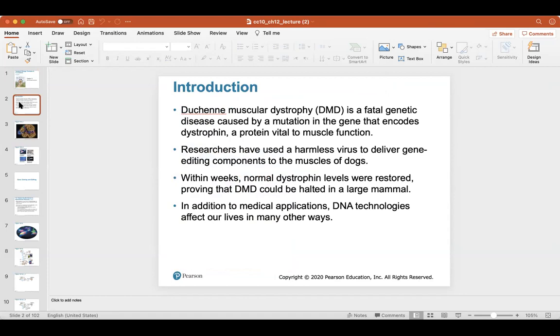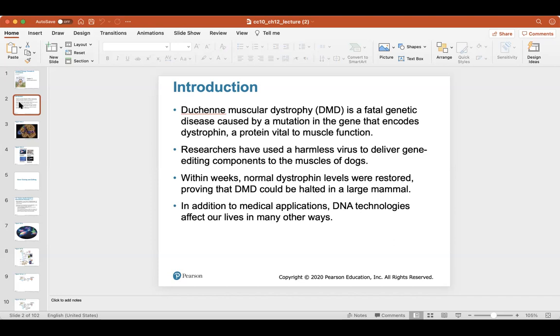So a little bit about an introduction and why this is important. Duchenne muscular dystrophy is a fatal genetic disease caused by a mutation in the gene that encodes dystrophin, which is a protein vital to muscle development. Researchers have used a harmless virus to deliver gene editing components to the muscles of dogs, and within weeks, normal dystrophin levels were restored, proving that Duchenne muscular dystrophy could be halted in a large mammal.